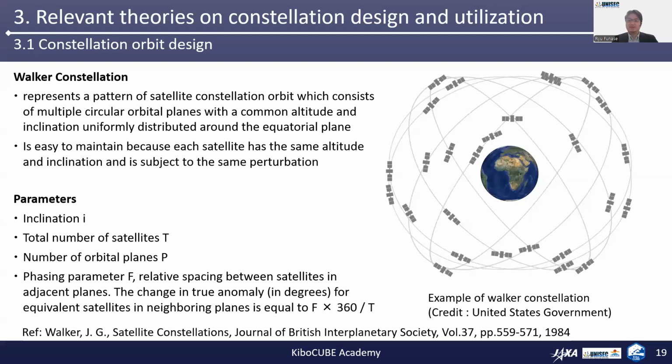Each orbital plane is equally spaced with 360 over P degrees in terms of the ascending node in the equatorial plane. The fourth phase parameter F is the phase difference between satellites in orbit adjacent to each other, where the true anomaly difference is F times 360 over T degrees. One example of a constellation that uses the Walker constellation pattern is GPS. In many cases, other constellations can also be expressed using this Walker constellation pattern.